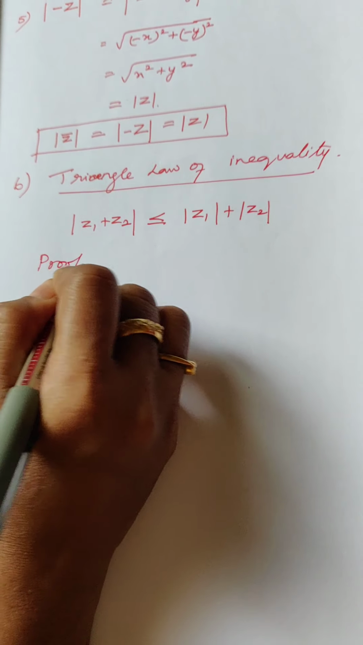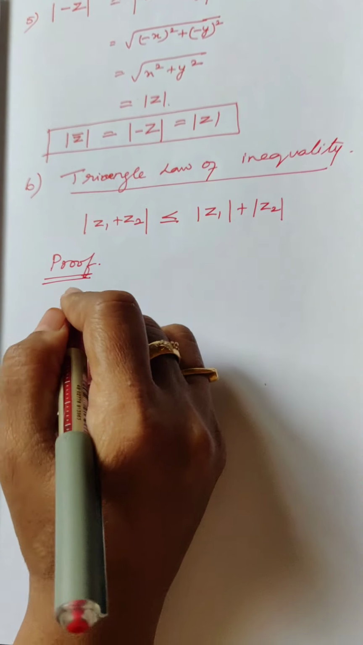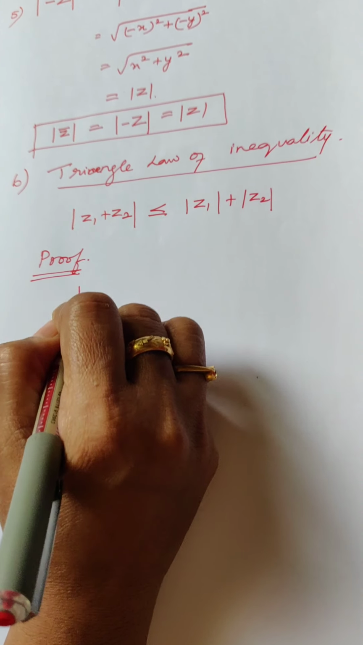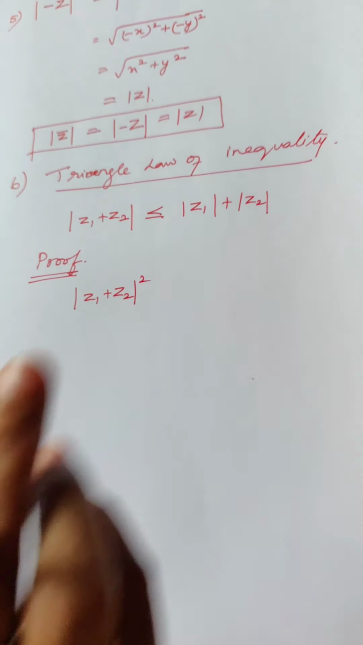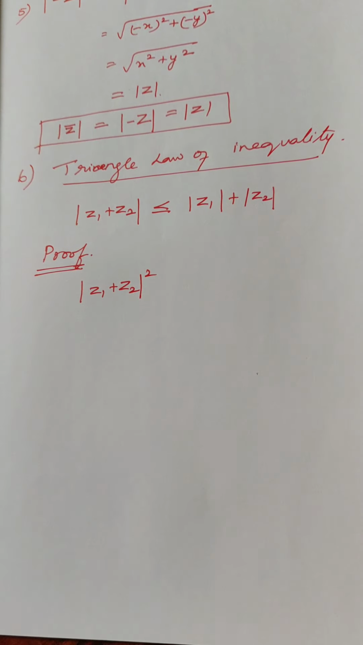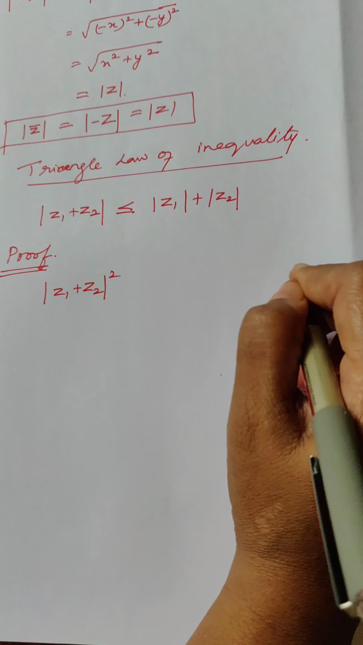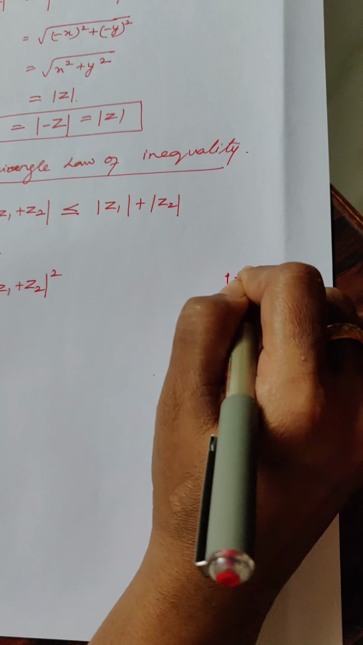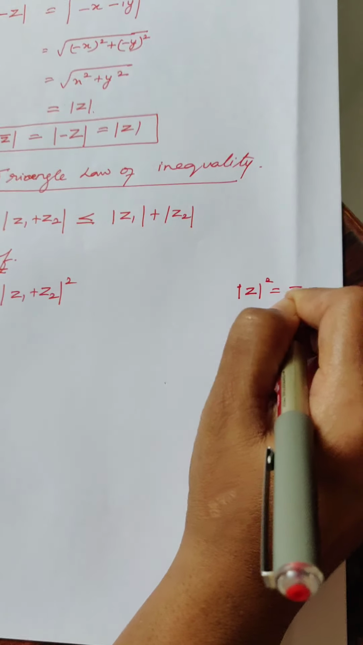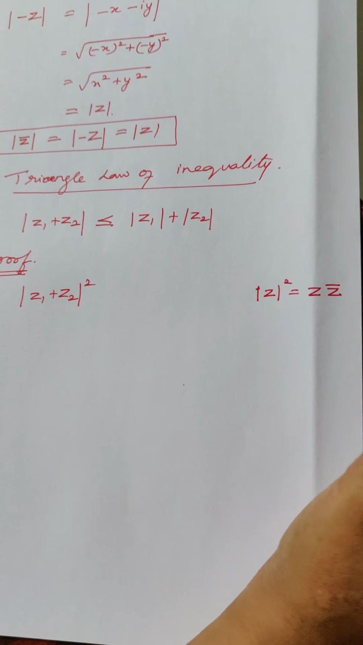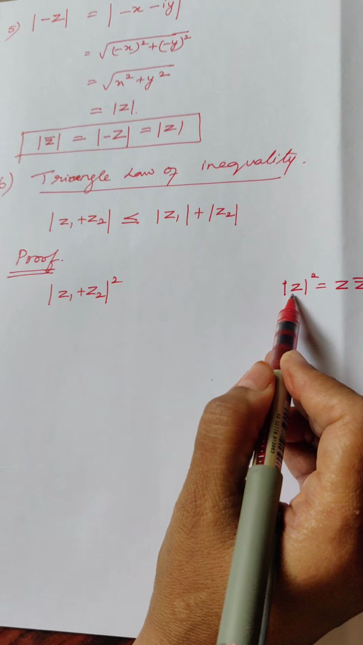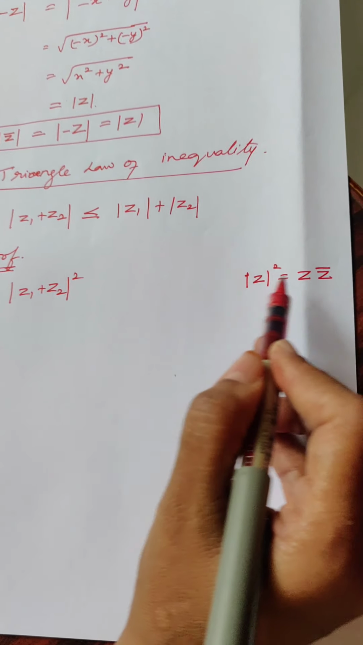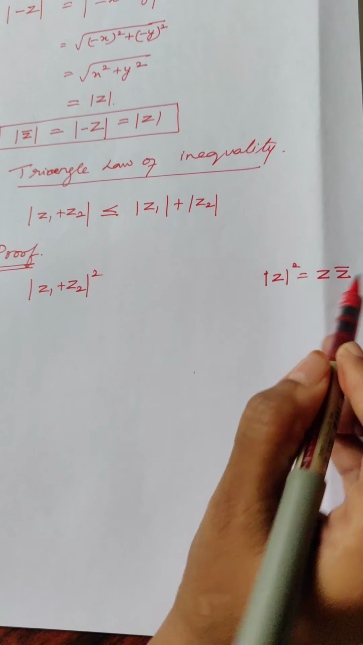This result is very, very important. How to prove this result? Let us take modulus of z1 plus z2 square. How to find modulus of z1 plus z2 square? I am going to apply this concept: modulus of z square equals z into z bar. Clear now? If you have z inside the modulus, we take z and its conjugate.